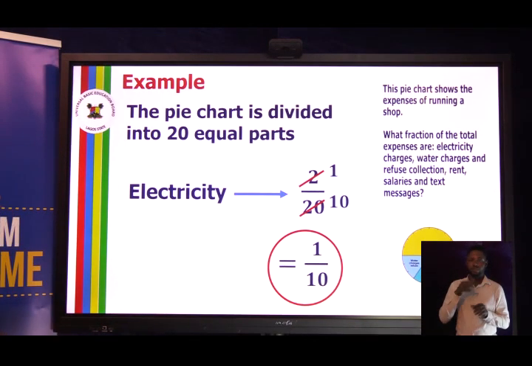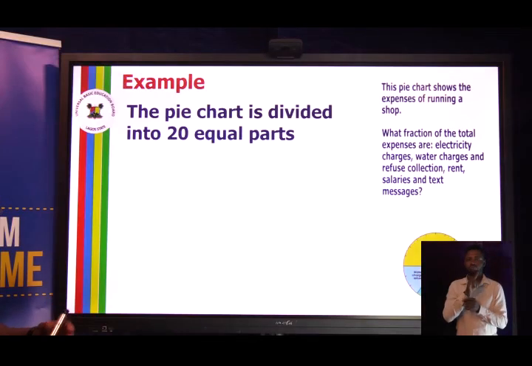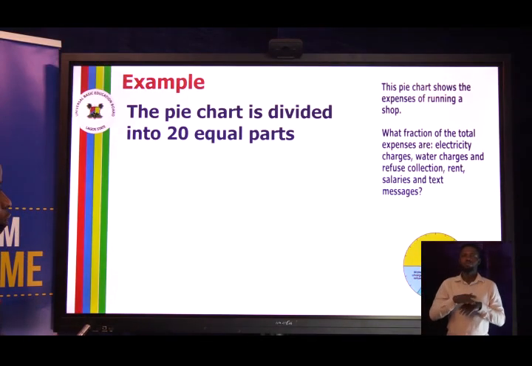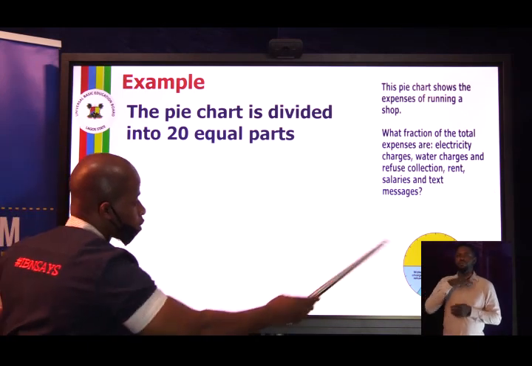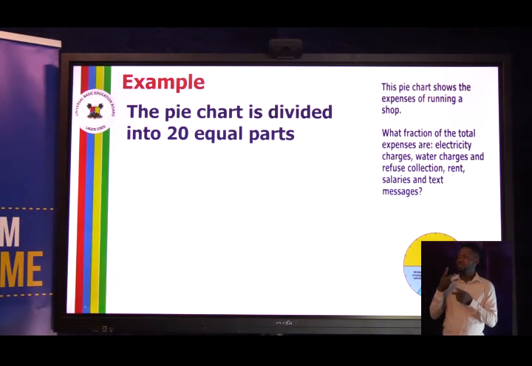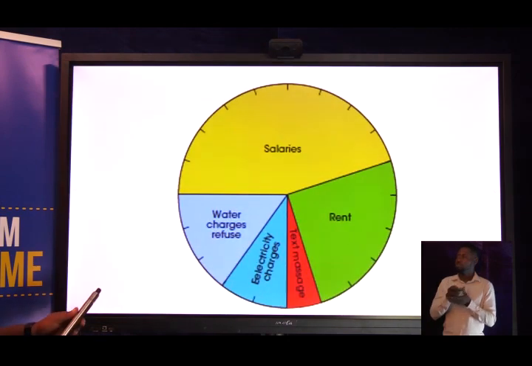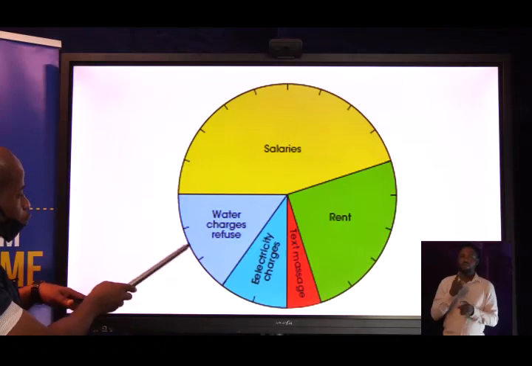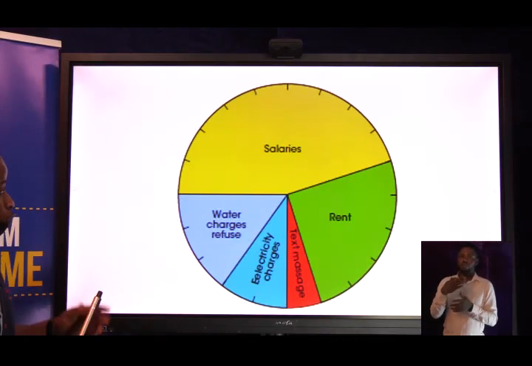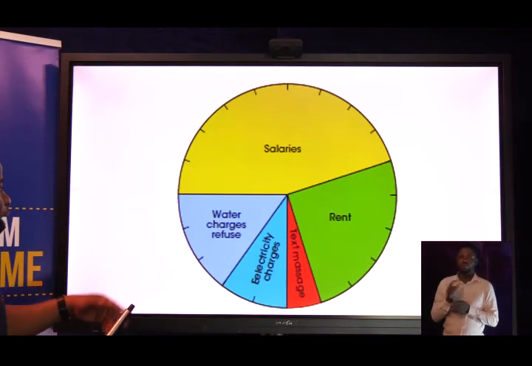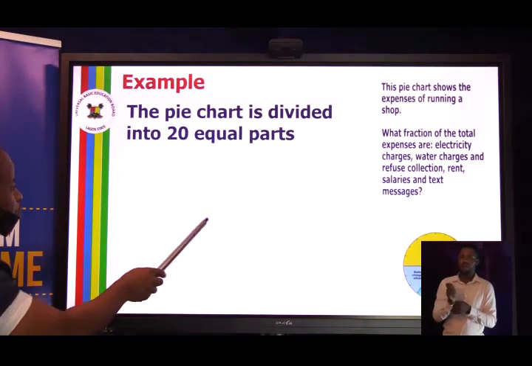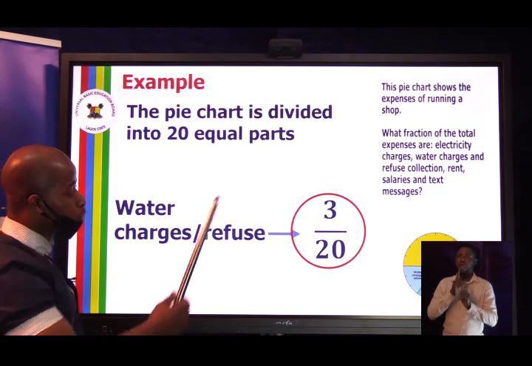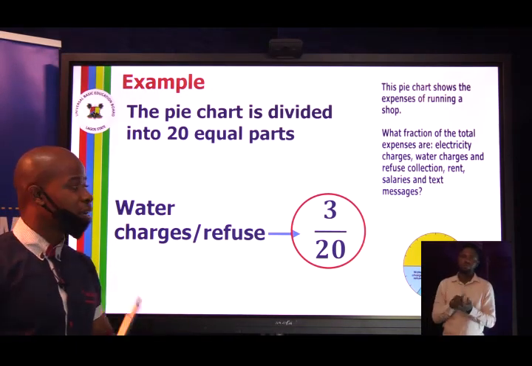So now let's see about answering the second question. What fraction of the expenses is spent on water charges and refuse? Now, we're going to zoom in on the slide and see how many shares get allocated to water charges and refuse. Here it is. We have 1, 2, and 3. 3 out of 20. So we'll go back and write 3 all over 20 for water charges. And that is our final answer because we can't reduce this. It's as simple as that.